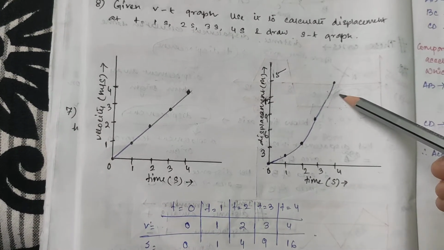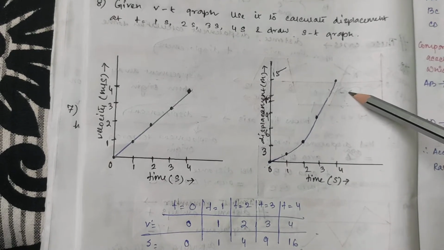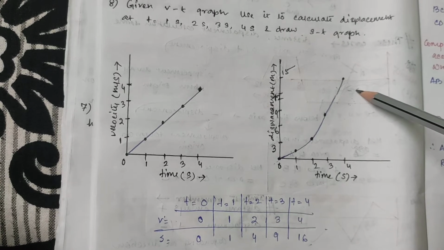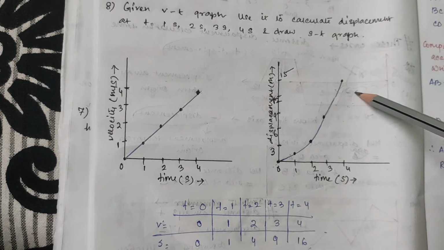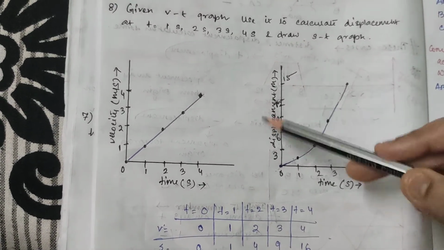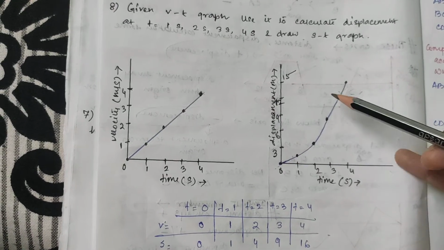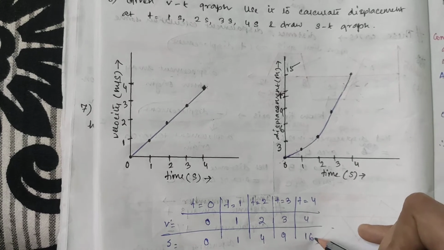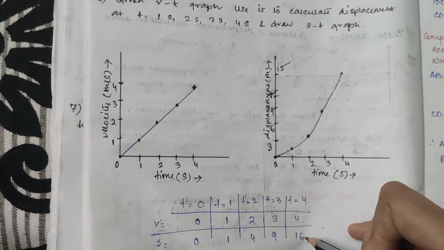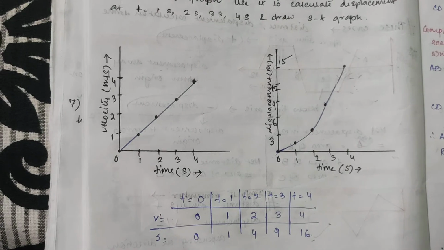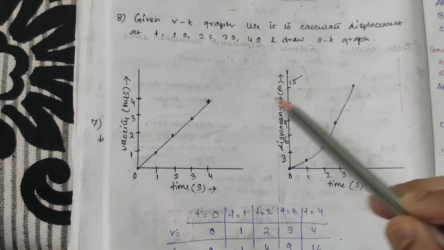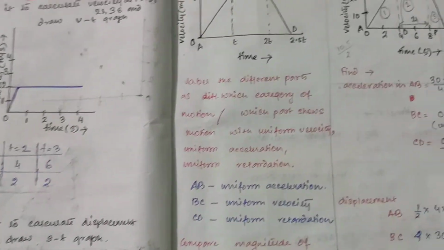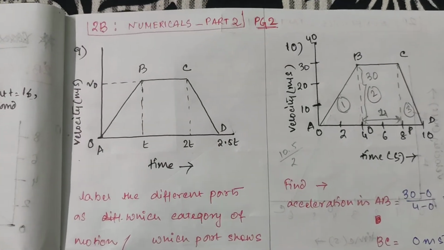In this case, non-uniform velocity, that means velocity at each point is changing. And why? Because displacement is not changing uniformly throughout. See, there is not an equal change in displacement in equal intervals of time. So basically this graph was given. I have drawn this graph with the help of the values. Now moving on to the next one.